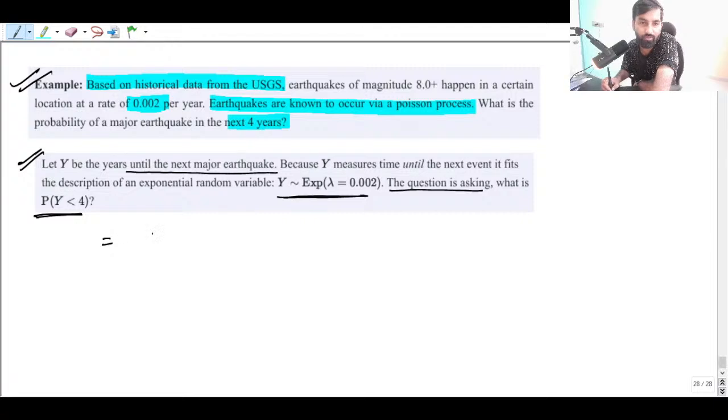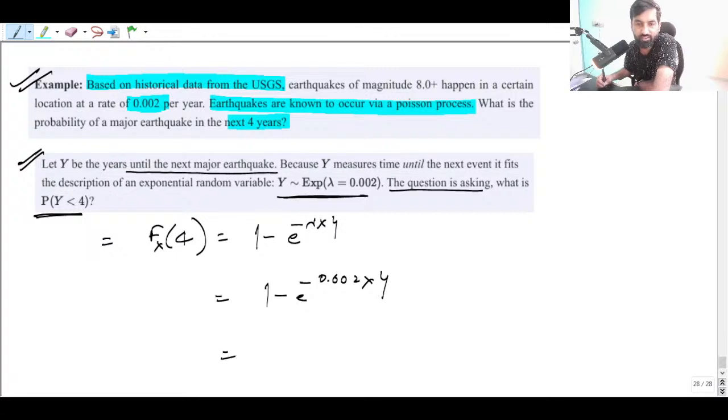So what does Y less than 4 mean? You have to find F of 4, that is, you know, the CDF equation, 1 minus e raised to power minus lambda into 4. So 1 minus e raised to power minus lambda, where lambda is given as 0.002, into 4. So if you solve this, okay, you will get around 0.008 approximately. This is the probability you got. So see, I haven't done any sort of integration or something, right? Okay, you don't have to do integration.